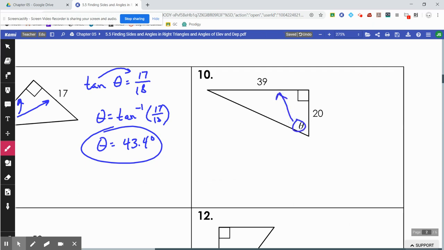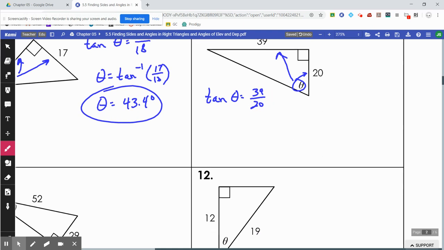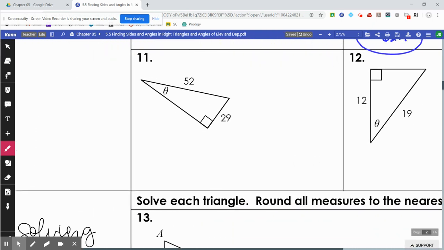Number 10, here's my angle. This is opposite and this is adjacent, so we got another tangent problem. So the tangent of my angle is equal to opposite over adjacent. To get rid of my tangent, to move it to the other side, I change it to inverse tangent. So I'm going to do the inverse tangent of 39 over 20. And that tells me that my angle is about 62.9 degrees.